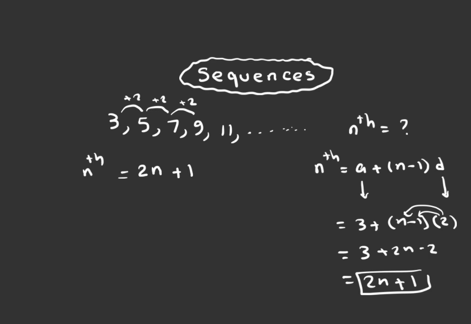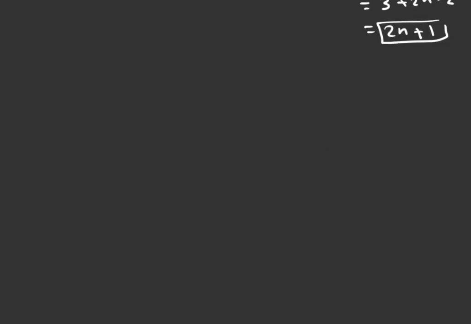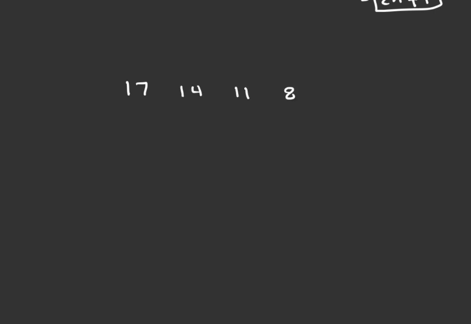By the same way, if we have a similar one, for example 17, 14, 11, 8, and so on, what is the rule for this sequence? Minus 3. 17 minus 3 is 14, 14 minus 3 is 11, 11 minus 3 is 8. So this is an arithmetic sequence, because if we add or subtract the same number, this is called an arithmetic sequence.